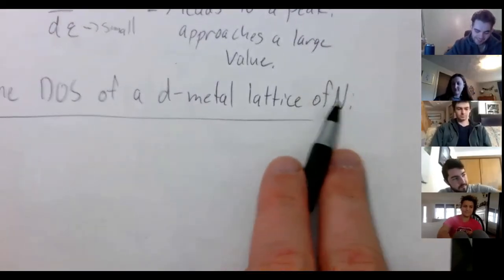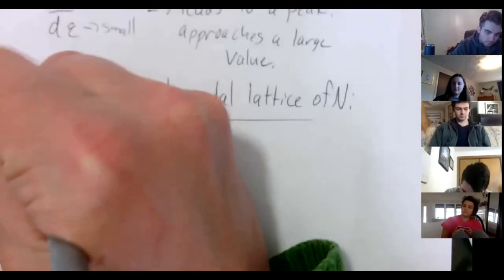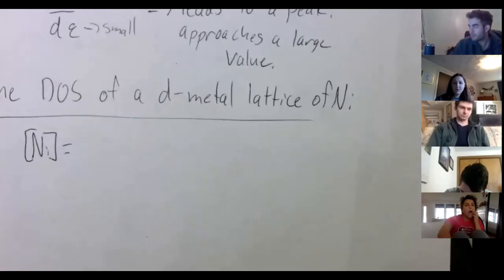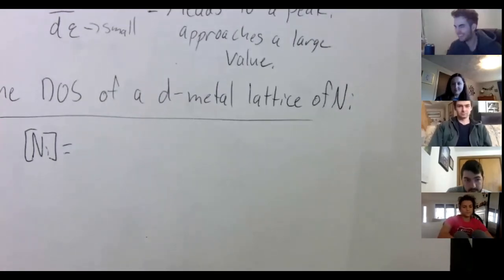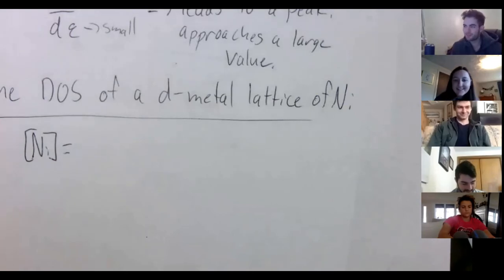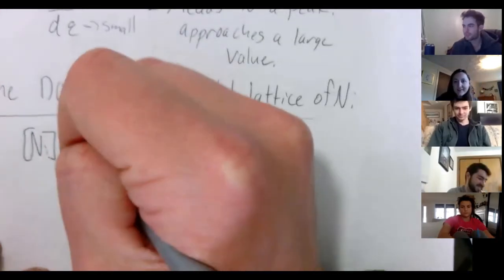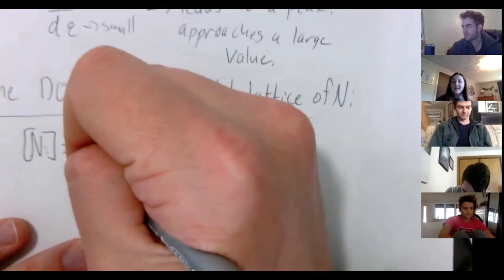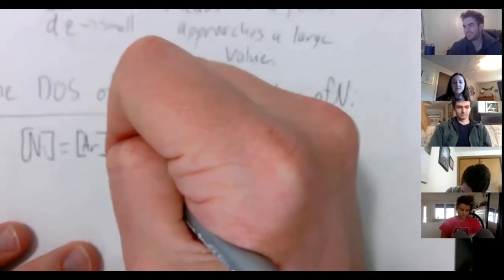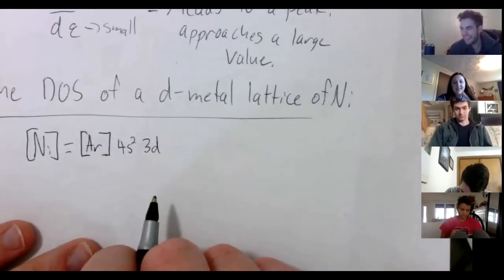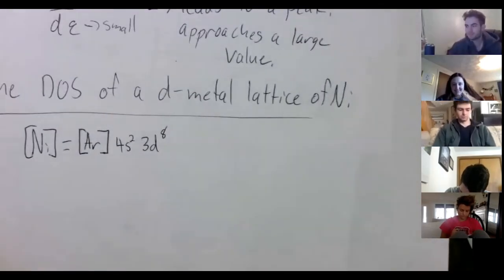So now let's say we're considering a D metal, nickel. What is the electron configuration for nickel? 1s2, 2s2, 2p6... Let's go with the condensed one. Argon, 4s2, 3d... 1, 2, 3... 8. Perfect. Okay, so let's try to draw.